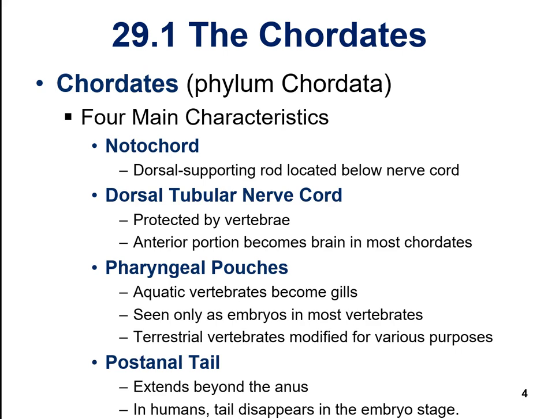And again, in the chordates, you're not going to see a vertebral column, but in the vertebrates, this tubular nerve cord would be protected by a vertebral column. Pharyngeal pouches, again, at some stage during development, and also a post-anal tail.